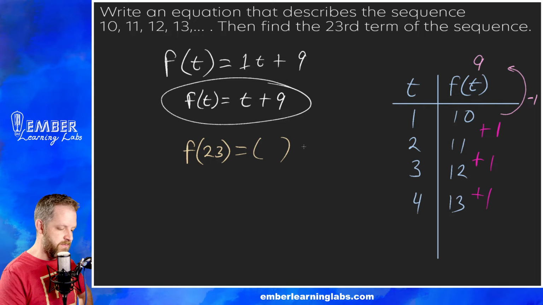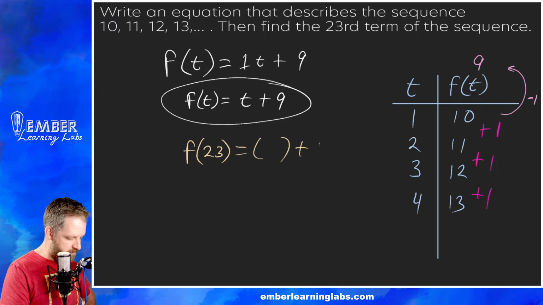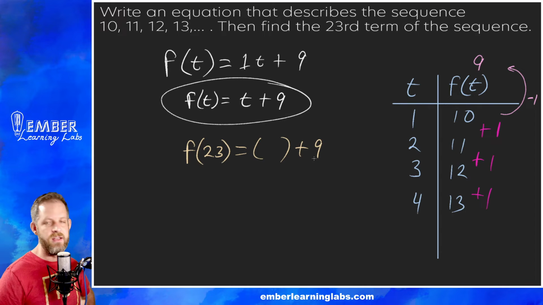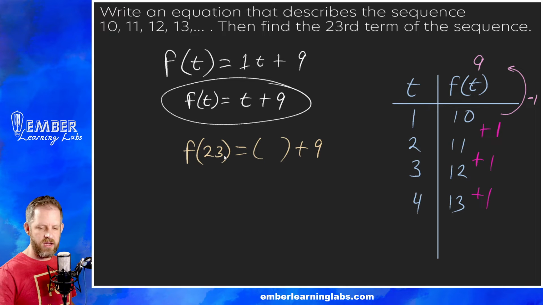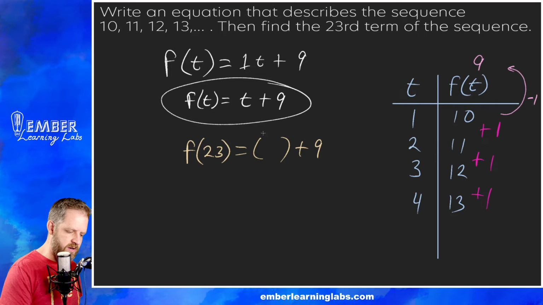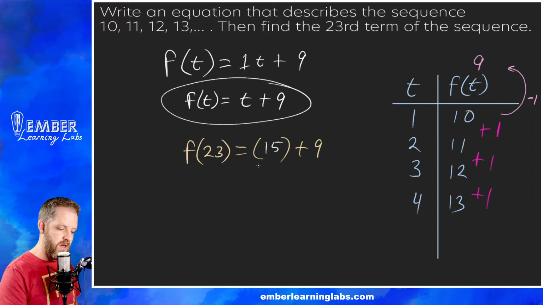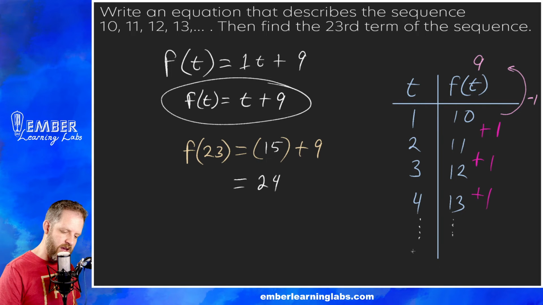We don't really need the parentheses on this problem, but it's best to stay in those good habits so that we do them when it counts. So now we're going to put 23. Oops, I accidentally did something weird. Cancel. I'm going to put 15 in for t. 15 plus 9 equals 24.